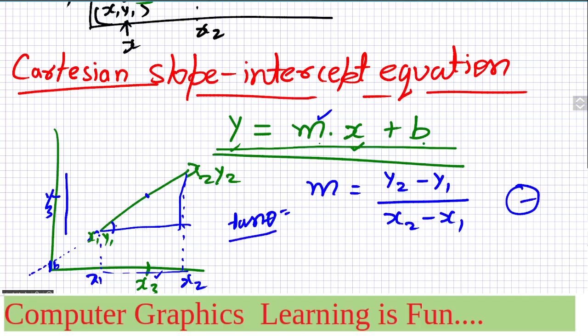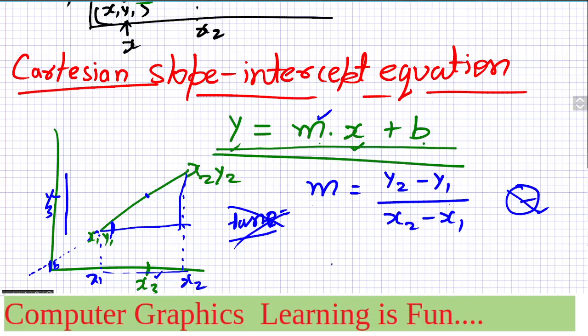And if you really want to find the angle at which it is inclined, then theta is equal to tan inverse of this particular value. That is a different thing; we are not going into that detail. This m is enough for us. This is the formula using which we are going to find m.